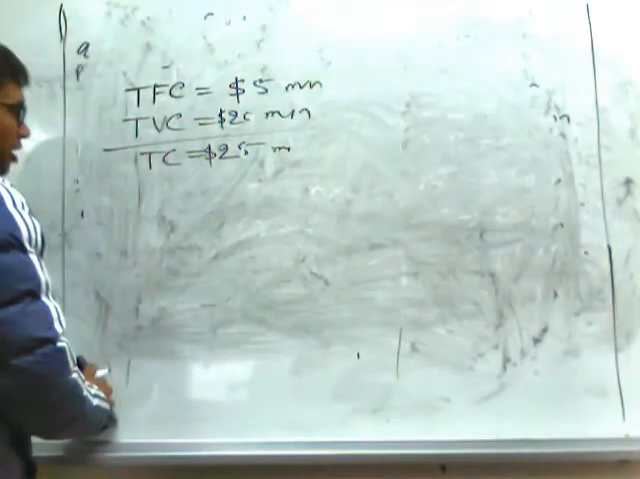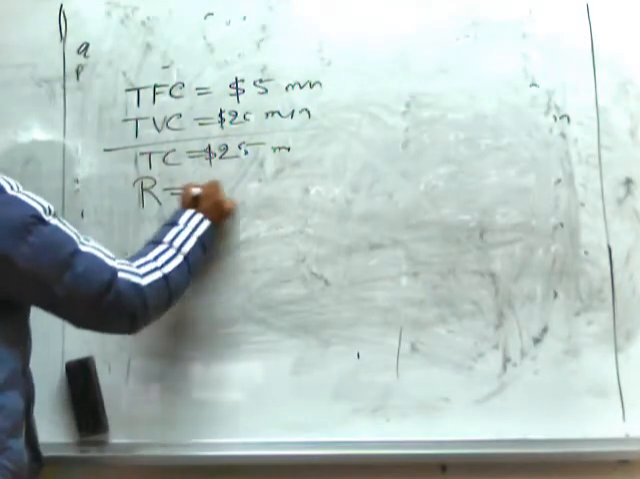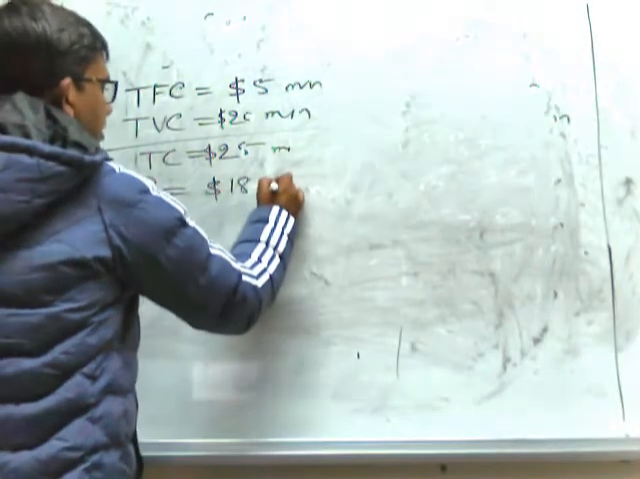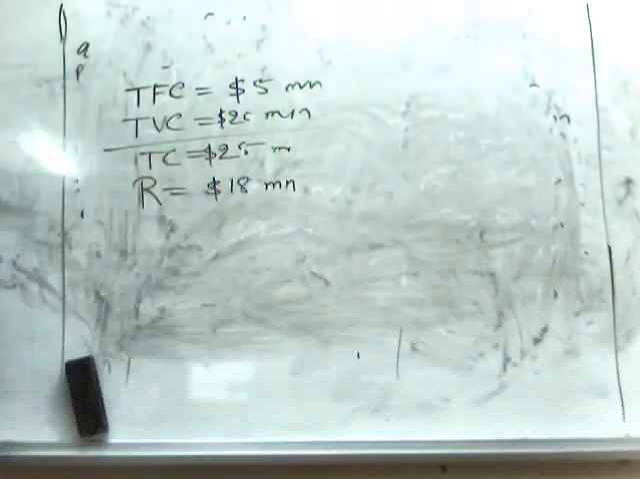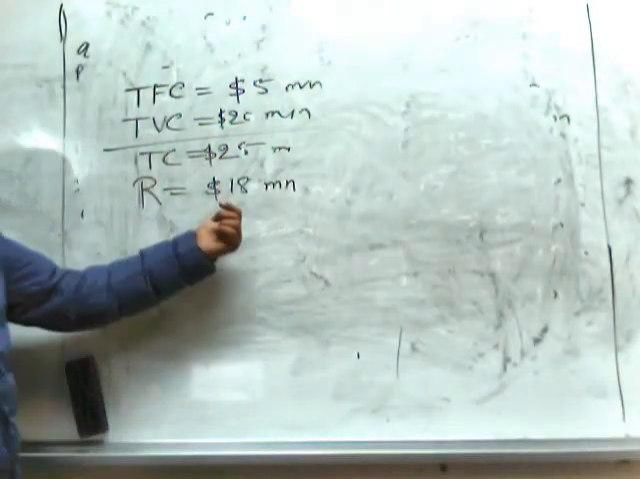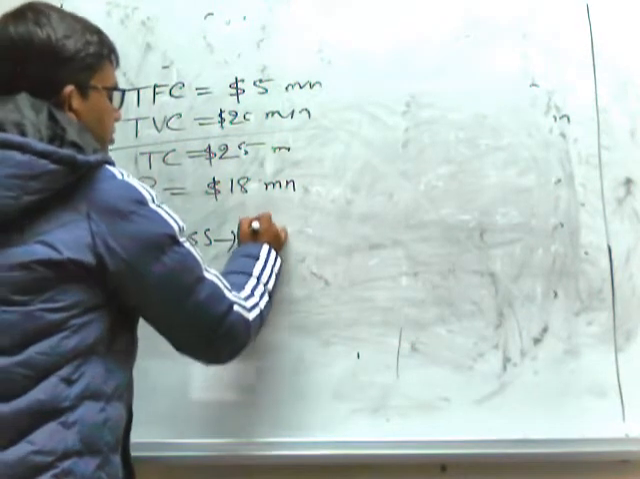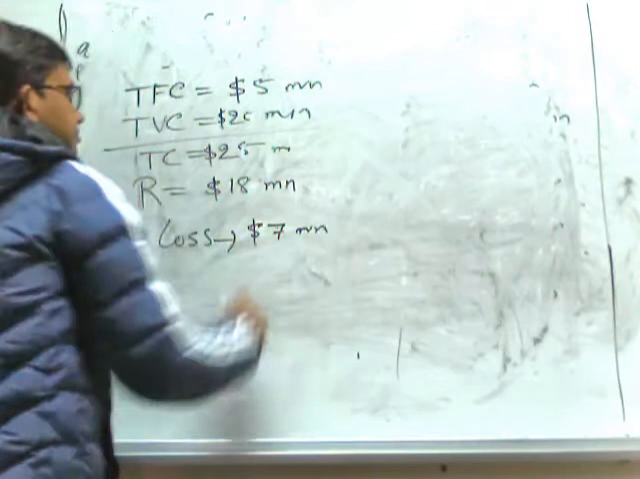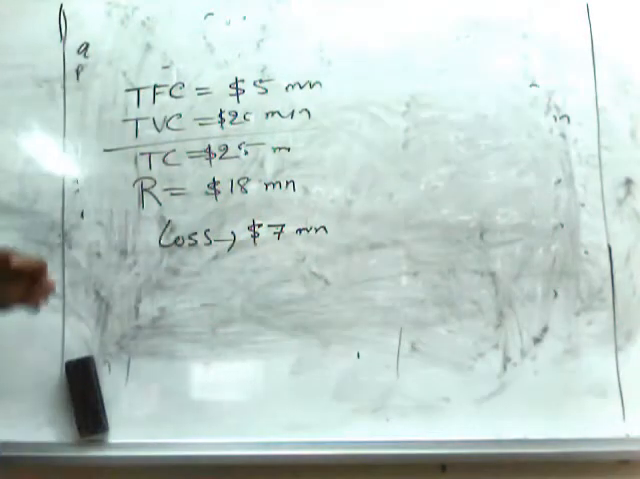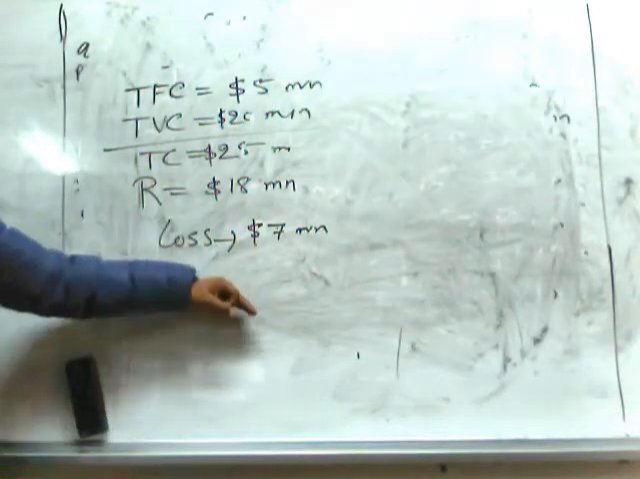Now if we consider the revenue equals to $18 million, what is the loss of the firm? $25 million minus $18 million, so loss equals to $7 million. Now, if the firm continues in the market, it will lose $7 million.